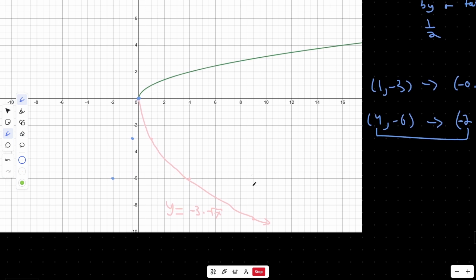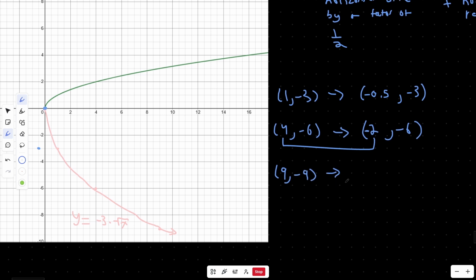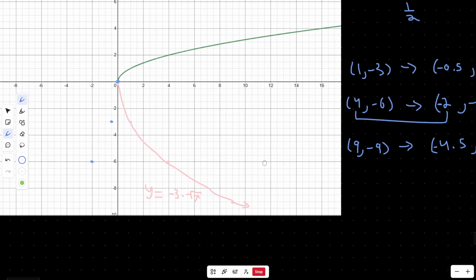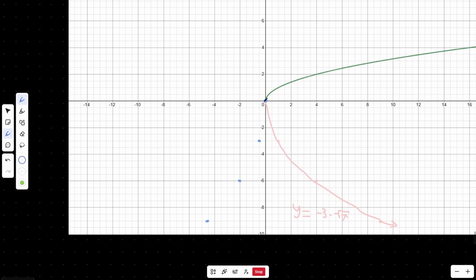And lastly, for our point 9, negative 9, that's going to transform over to 4.5 because we're just halving our x and keeping the y the same. And remember, don't forget to include that negative since we're dealing with a reflection. So that's going to be at negative 4.5, negative 9. So it's going to be right over here. Perfect. Okay, that is 4.5, right? Yes, it is. So we can actually draw this in now.